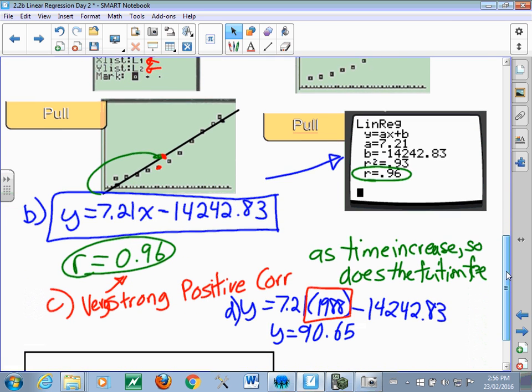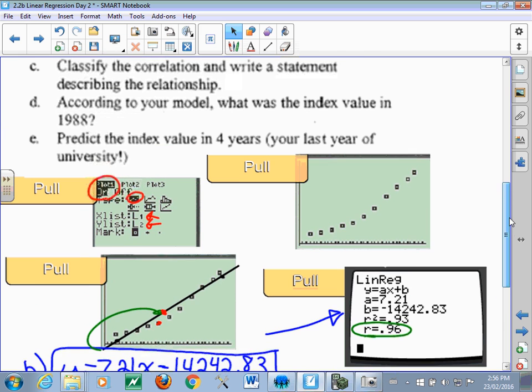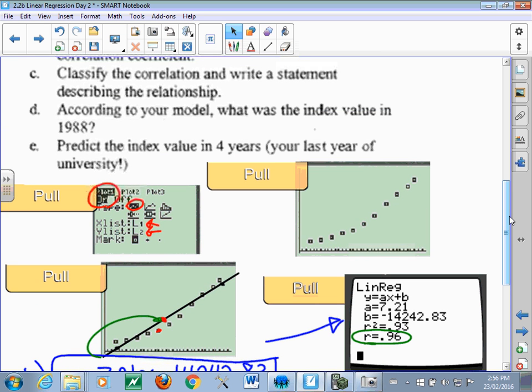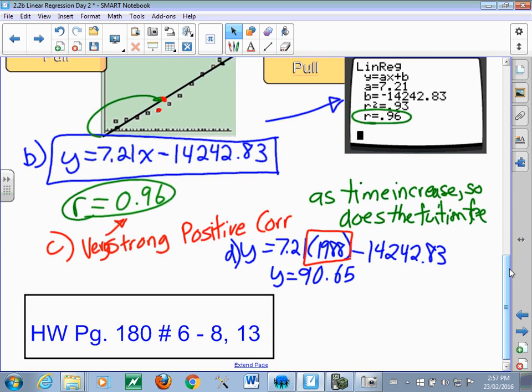Okay, and the last one says, predict the value in years for your last year of university. So you're going to hopefully go to university the next year, so please sub in whatever year you have here, whatever year you think you're going to graduate in, plug it in there.